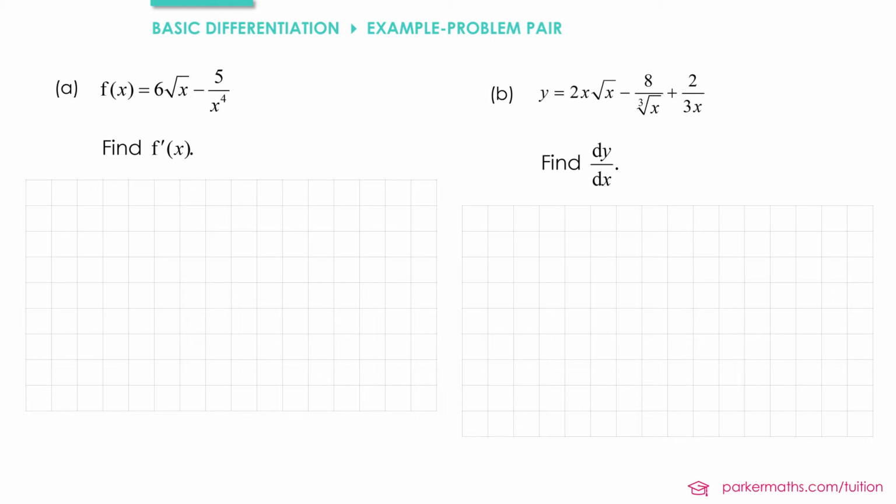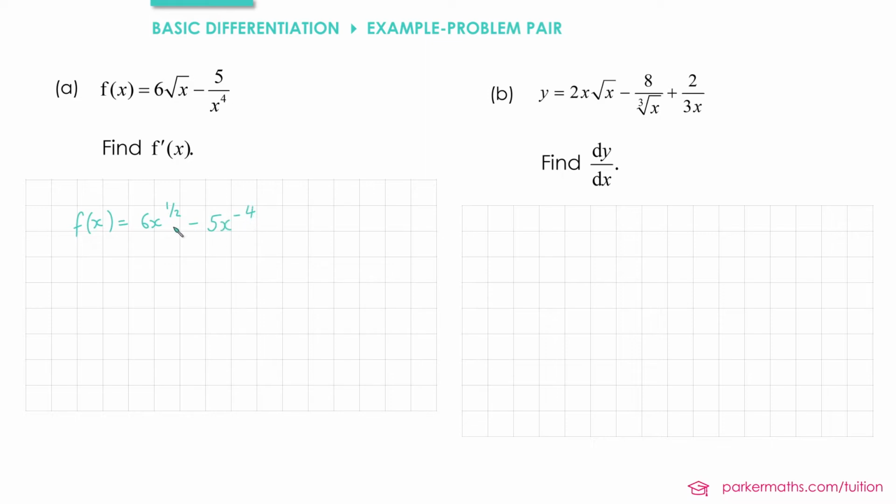So I want to take each term and write it as x to a power. Starting with the first term, I have 6 root x. I can write that as 6x to the power of 1/2. For minus 5 over x to the 4, I can write it as minus 5, and then the x to the 4 on the bottom of the fraction can be written as x to the negative 4.